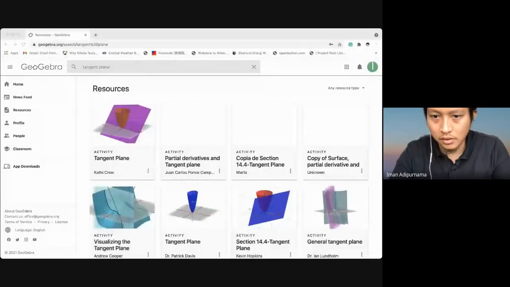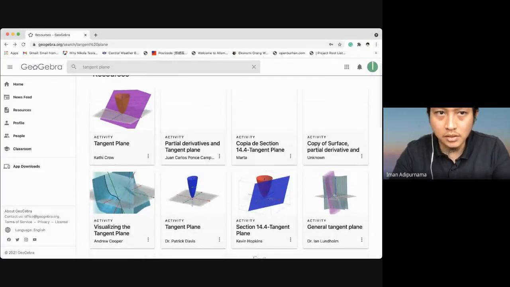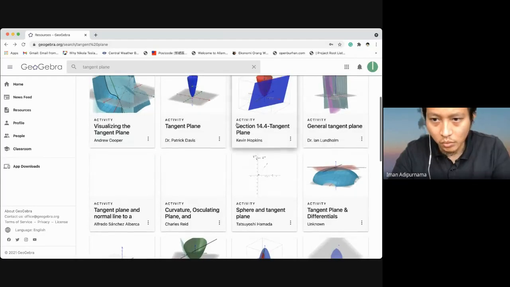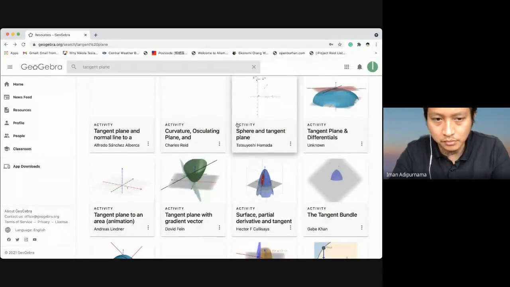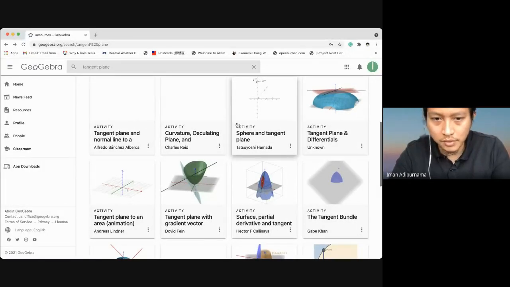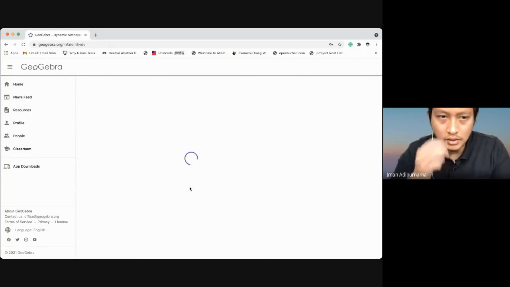Okay, I hope you can see my screen. That is the GeoGebra. What I want to show you is what we will discover and explore today and maybe next week, something called the tangent plane.